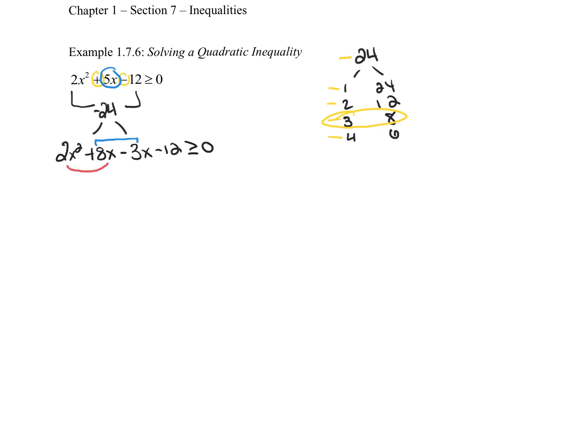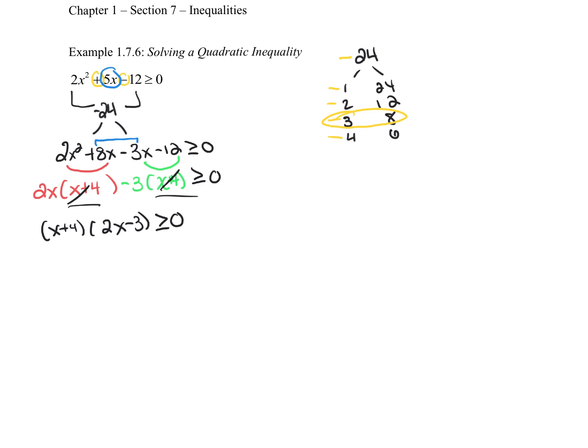The first two I'm going to call the red group. The second two I'm going to call the green group. So my red group, they have a 2x in common, leaving you with an x plus 4. In my green group, they have a minus 3 in common, leaving you with an x plus 4. Both groups, red and green, have an x plus 4 that you pull out, and then you're left with a 2x minus 3 greater than or equal to 0.